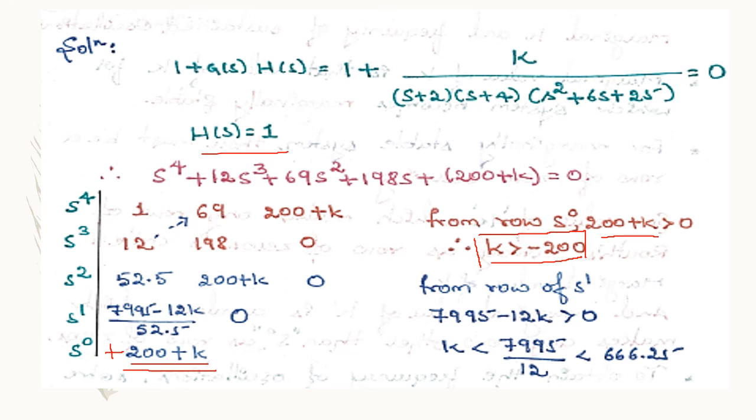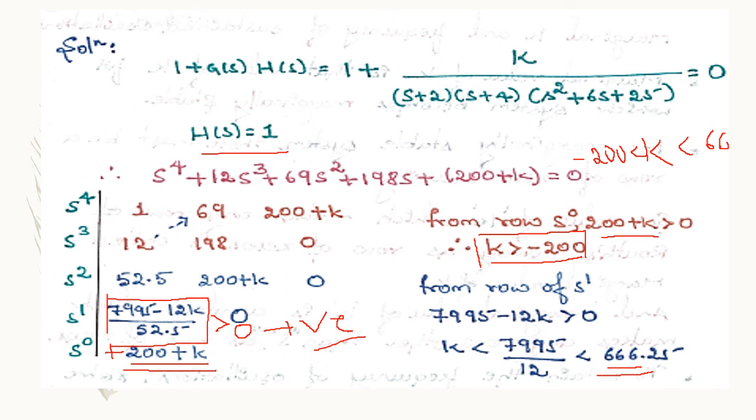The next case, from this equation I can easily find, is 7995 minus 12k. This should be greater than 0 for positive values, for the system to be stable. So the k value that I get is 666.25. So k lies between minus 200 to 666.25. And what is the marginal value? The marginal value is this, that is 666.25.